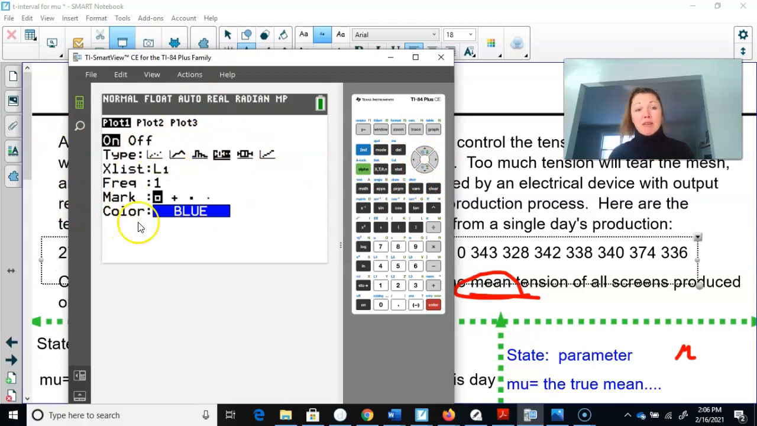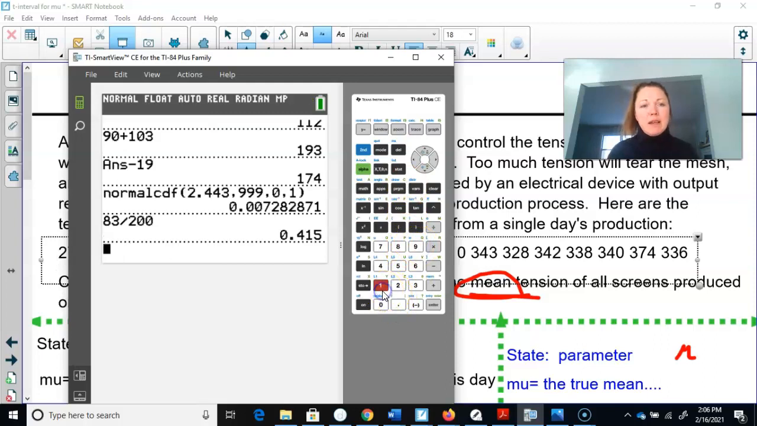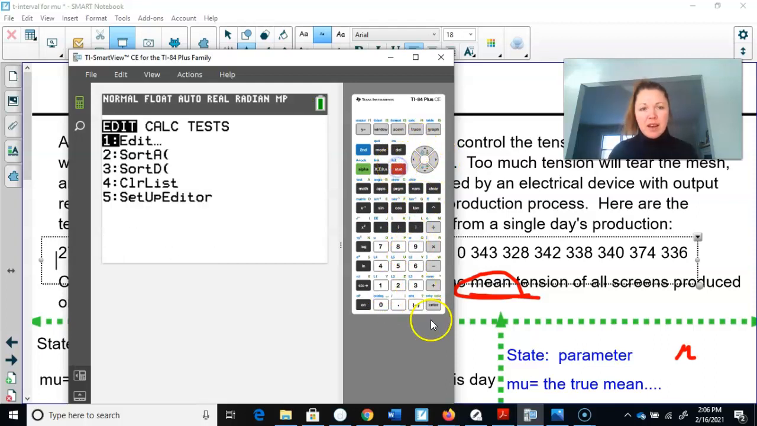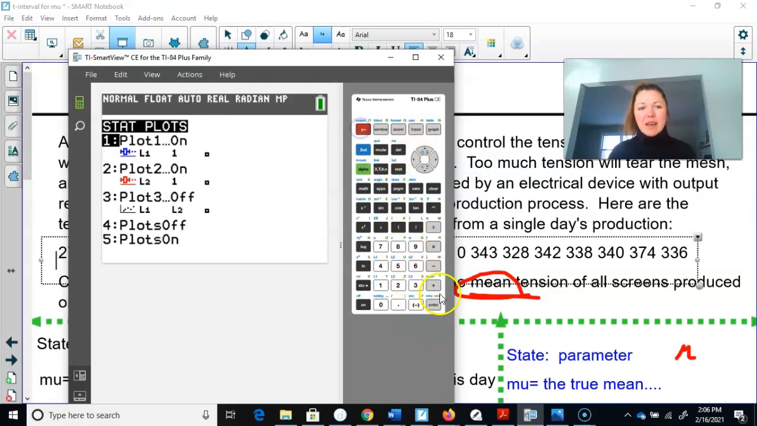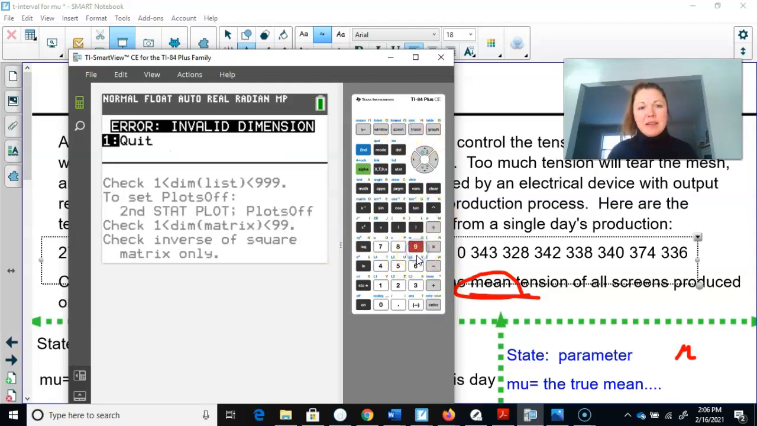Everything should look like I have it right now on your calculator, and then you're going to go ahead and hit zoom 9. Okay, I have invalid dimensions, so I want to double check what's wrong. We'll do it again. Second y equals plot 1. Please work. I will have to double check what went wrong, but give me a second. I'll pause it and we'll go from there.